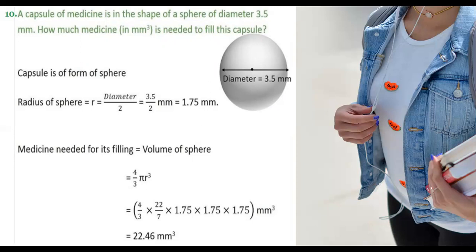Now the radius of the sphere r is diameter by 2, which is 3.5 by 2, which is 1.75 millimeters. The medicine needed for its filling is nothing but the volume of the sphere, that is 4 by 3 pi r cube. Now substituting the value of pi as 22 by 7 and r as 1.75 millimeters, we get 22.46 millimeter cube.